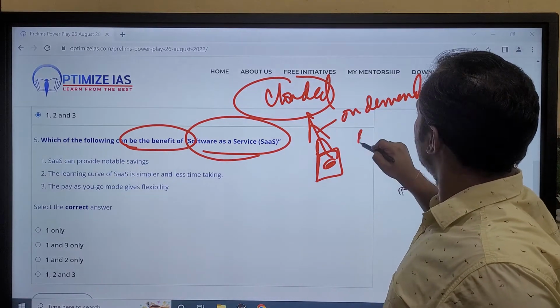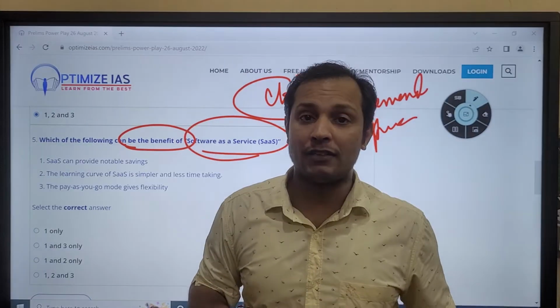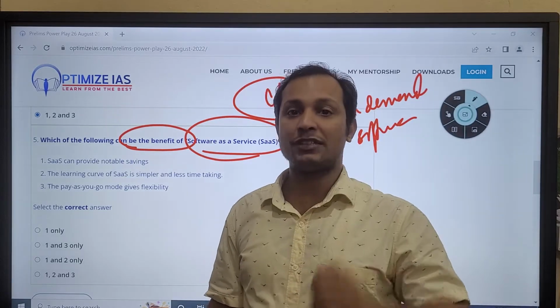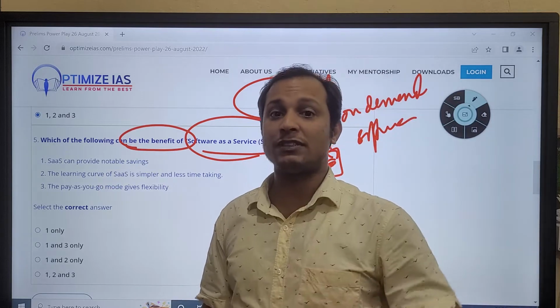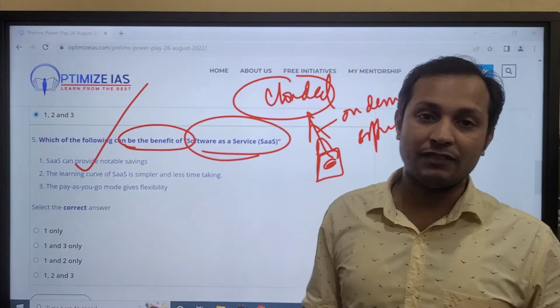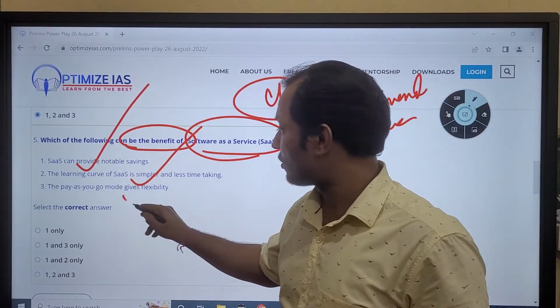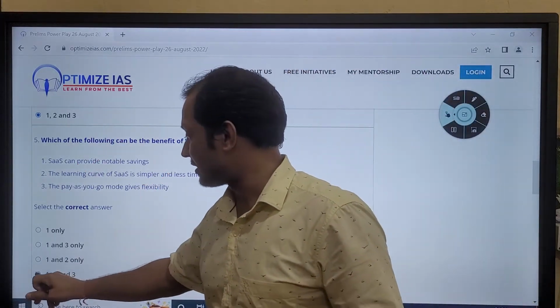So obviously when the things are on demand, the cost reduces, time reduces, and pay becomes variable. Therefore you see notable savings in finance, notable time saving, and it gives a lot of flexibility. So all statements are correct.